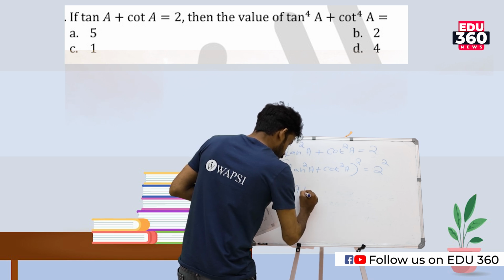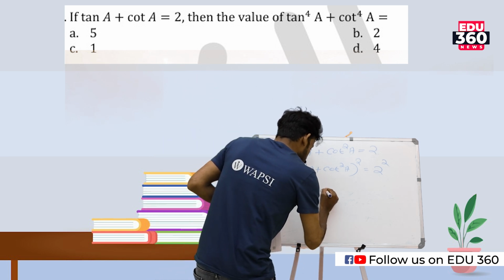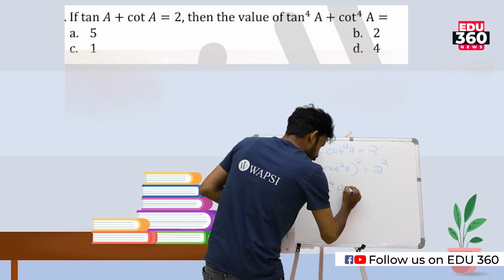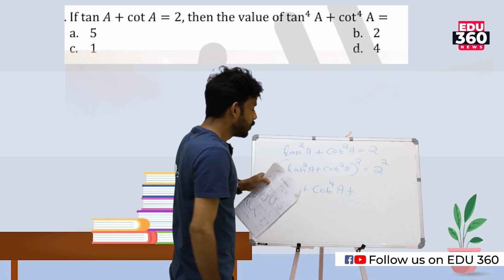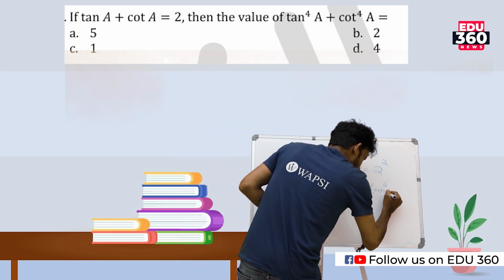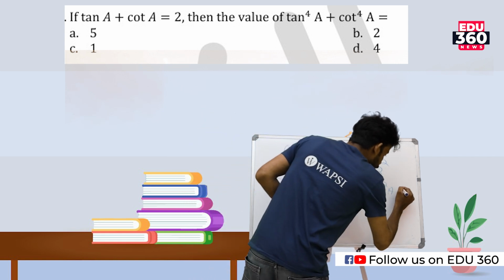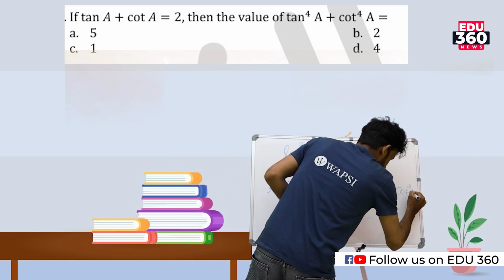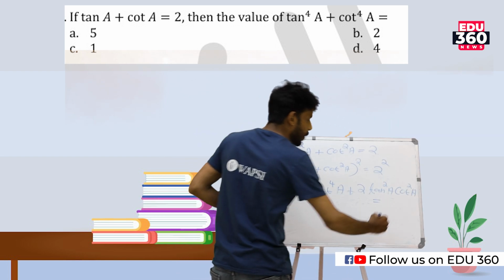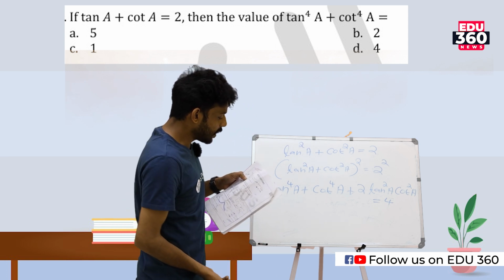So that is tan raised to 4A plus cot raised to 4A plus 2 tan square A into cot square A, that is equal to RHS. What is RHS? 2 square, the value is 4. RHS, that is equal to 4. Okay, so hereafter, again look at here.